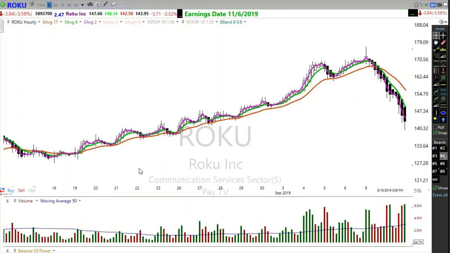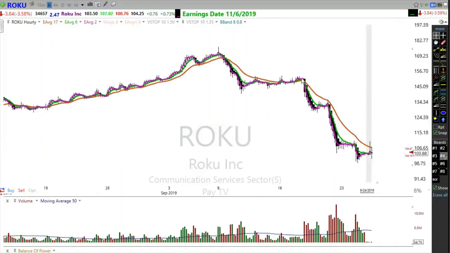Should we be considering any long trade if the price is below the 17? No. Yeah, we shouldn't be. Should we be considering any long trade if the price is below the 17? No. Those are our failures.